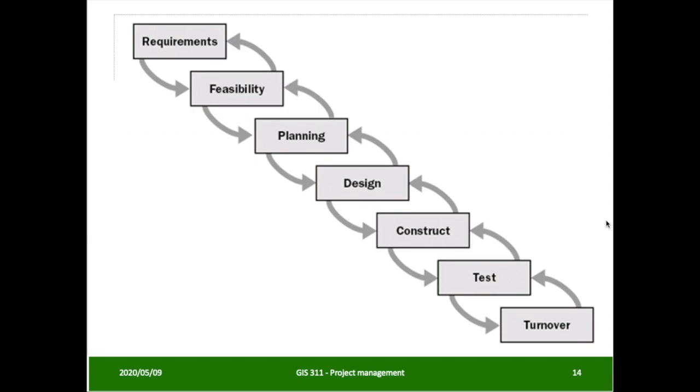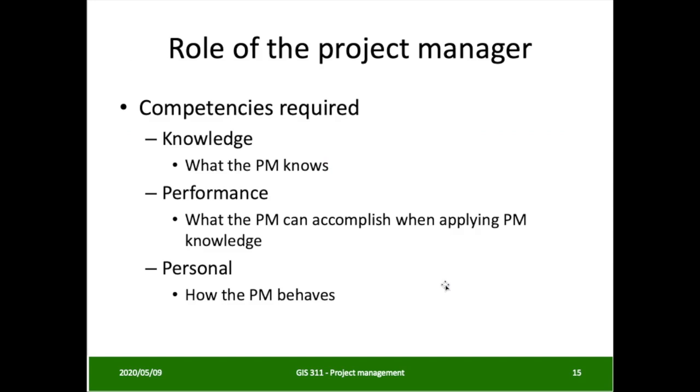Again, just a bit of a different view here. So you have the requirements that go down to feasibility, planning, design, construct, testing, turnover. But you have all these arrows that can take you back. So again, you have this iterative process if there's any issues that need to be adjusted for.